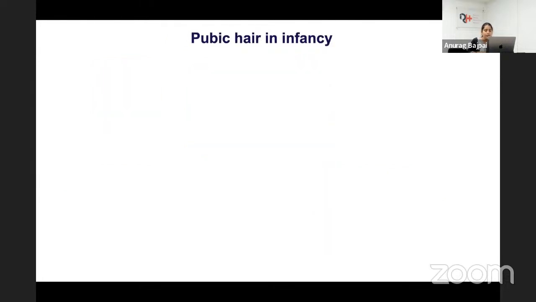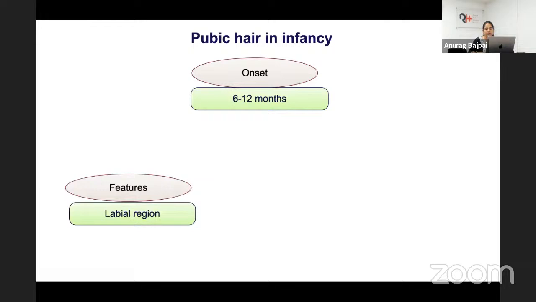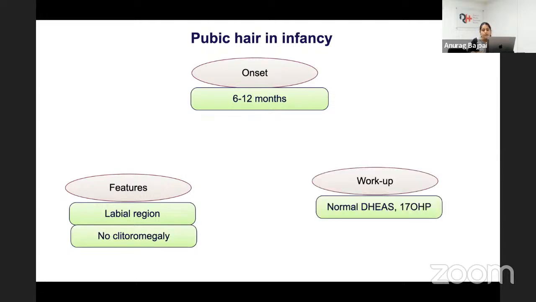Now, if we see pubic hairs before 6 years of age, we are really worried. But there is a physiological variant, that is the pubic hair in infancy, and it generally presents between 6 to 12 months of age. Generally the hairs, I will not say pubic hairs, are present in the labial regions, which are vellus, very soft, and there is no clitoromegaly. Workup is not required in these cases, but some can do workup just to rule out pathological causes. In these cases, the DHEAS and the 17-OHP are normal, and we should reassure the parents that it is just a physiological variant.